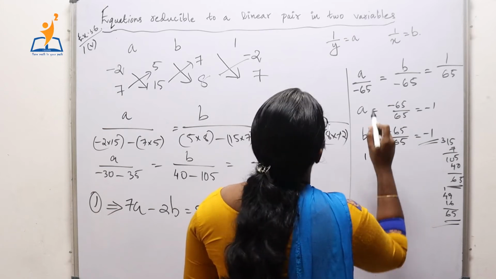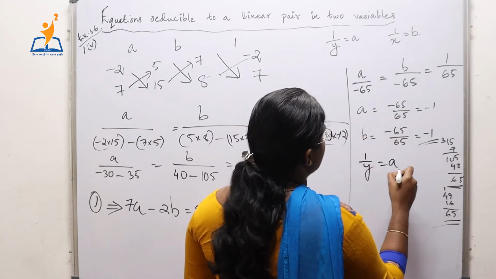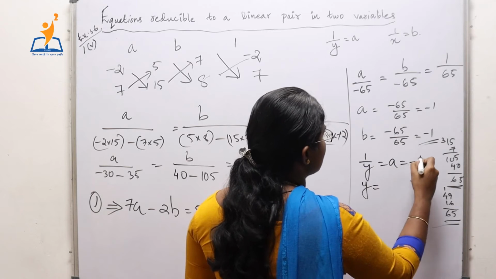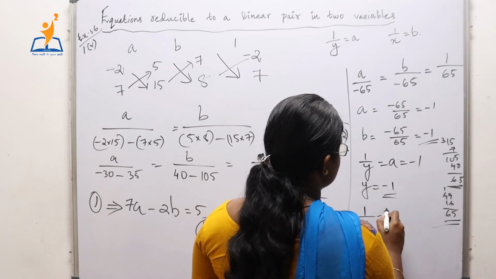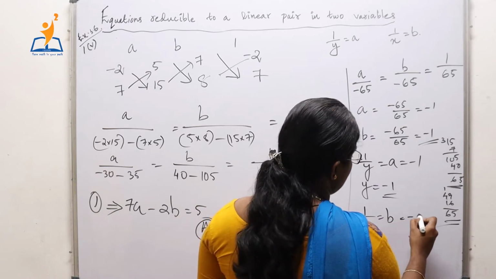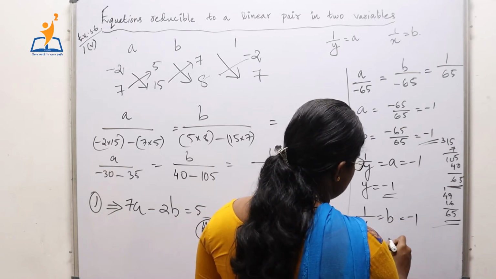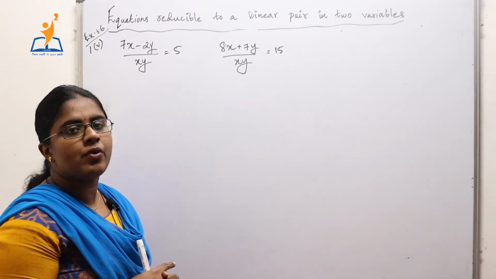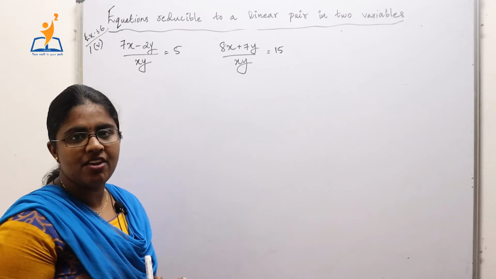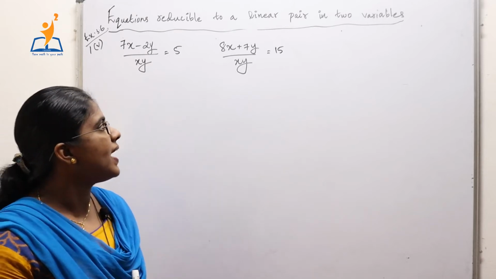1 by y is equal to a, therefore y is equal to minus 1. 1 by x is equal to b, which is equal to minus 1, which means x is equal to minus 1. Now the next question is (7x minus 2y) by xy equals 5, (8x plus 7y) by xy equals 15.